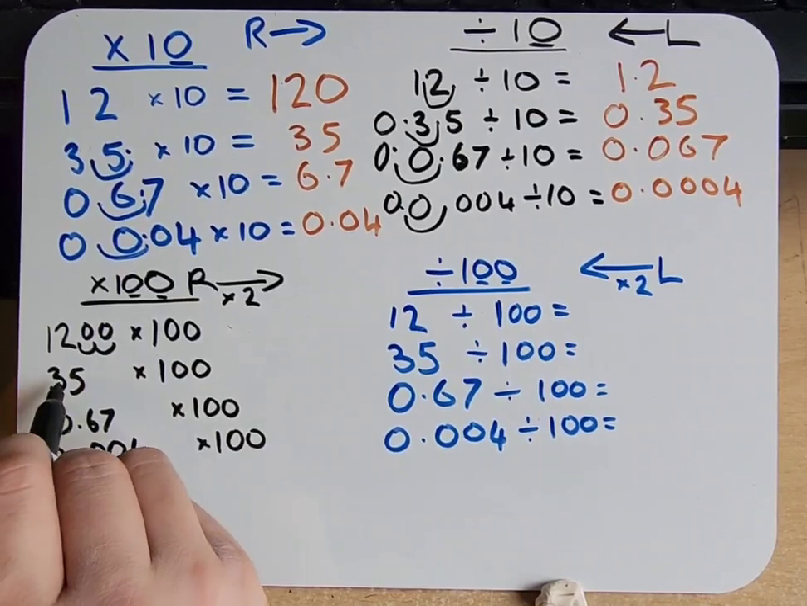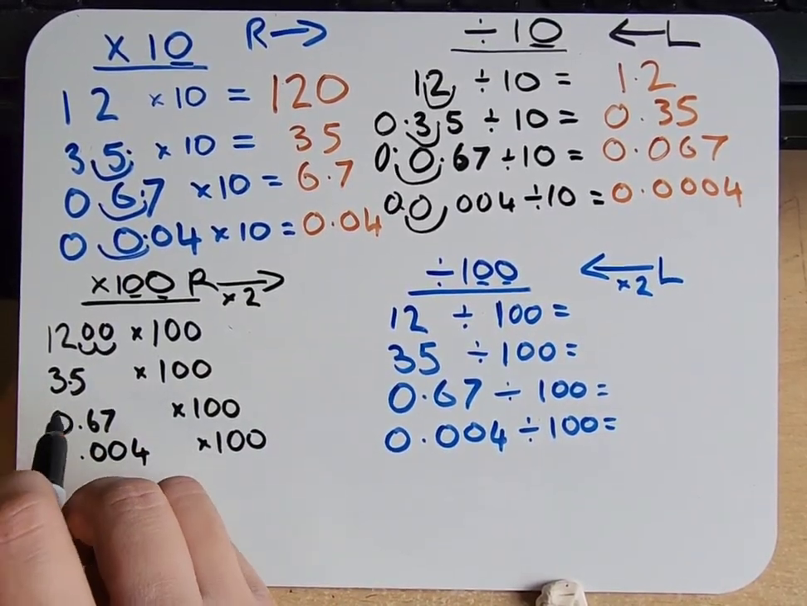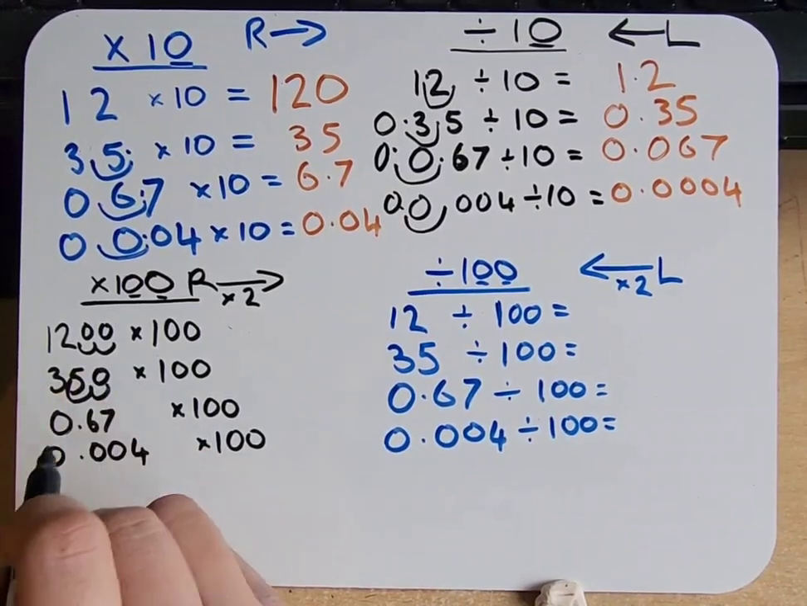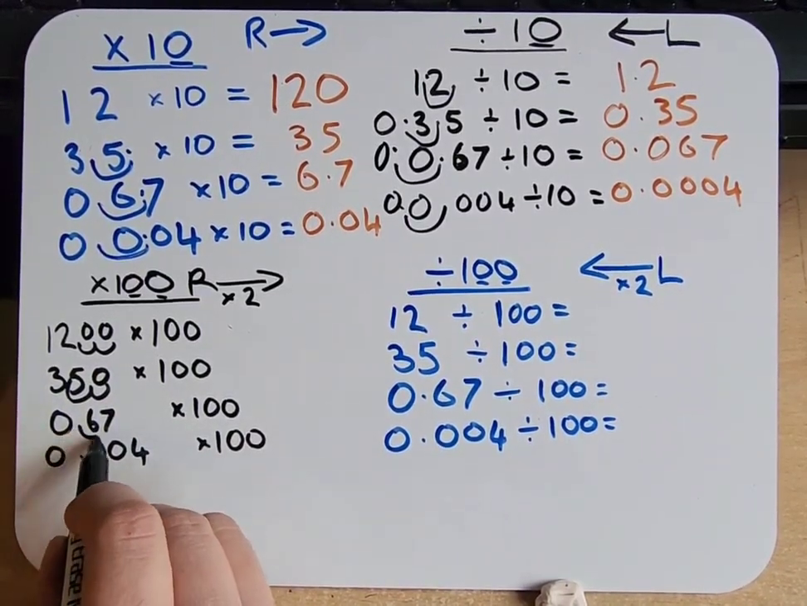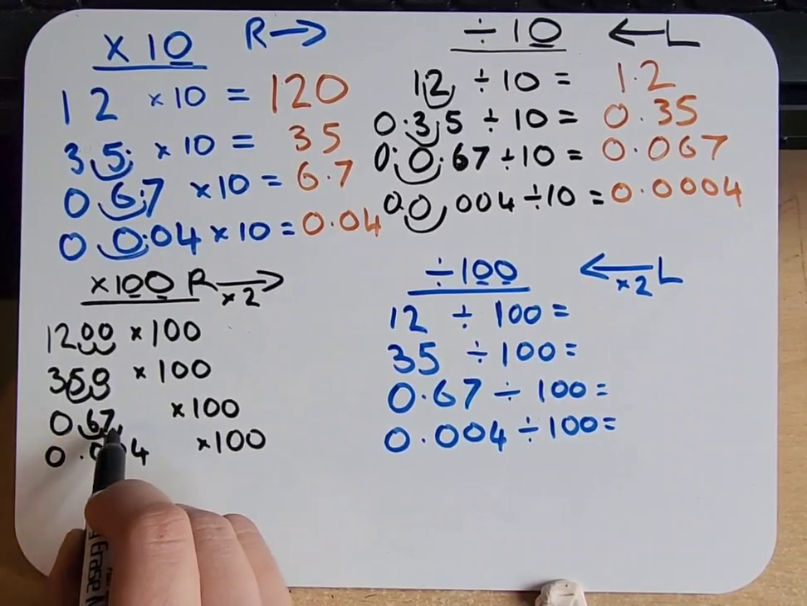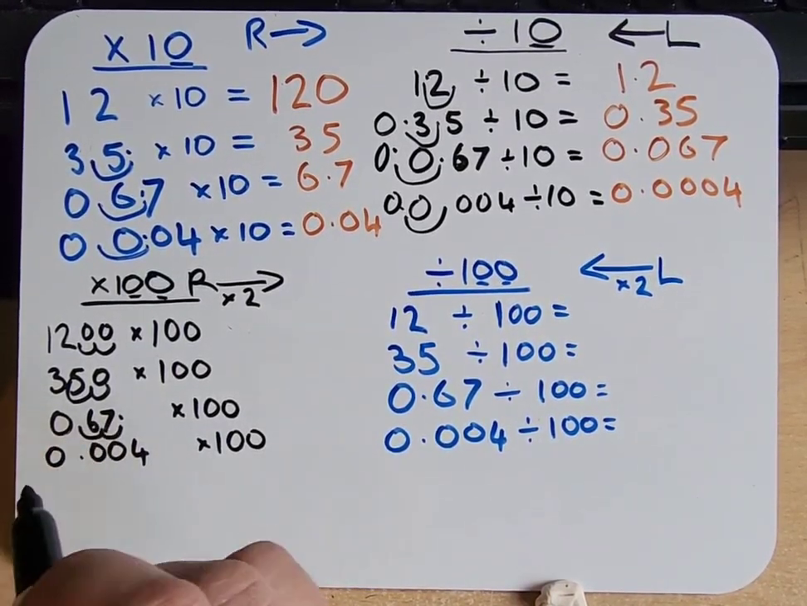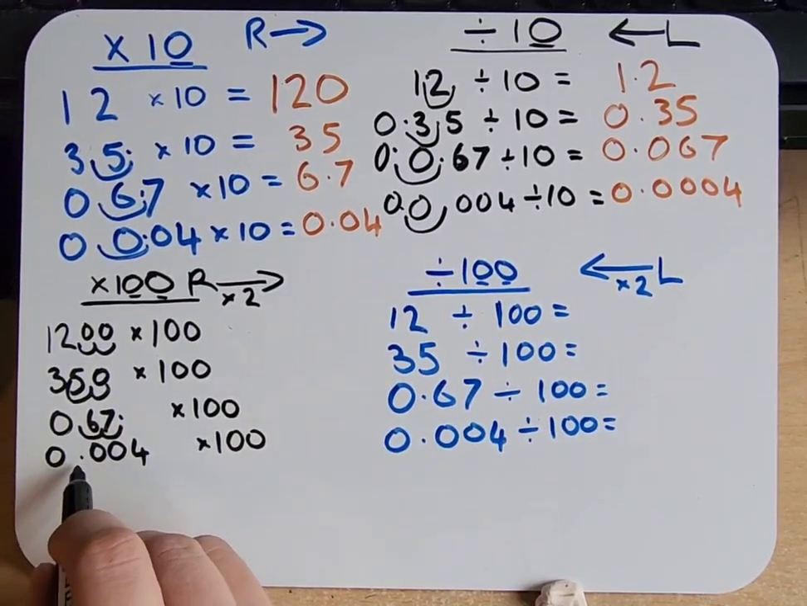Okay? Here we've got 3.5. I move it once to the right, twice to the right. I've got one gap. Move this decimal here twice to the right, and it means that I've got 67 as a whole number.